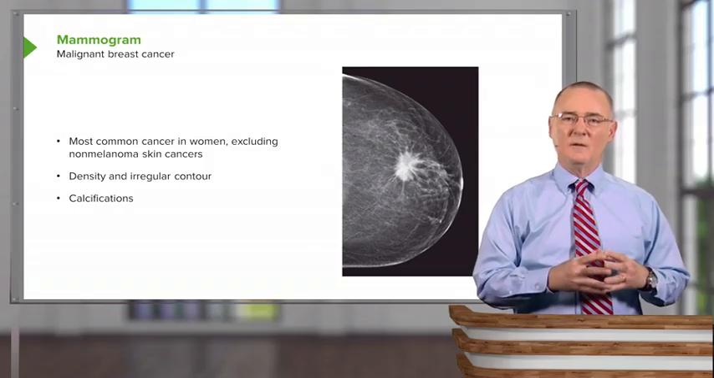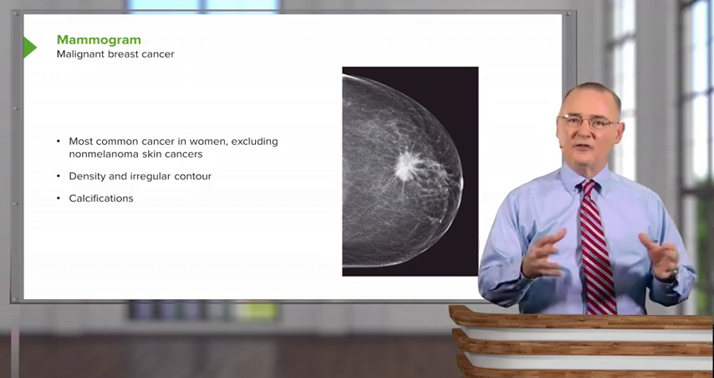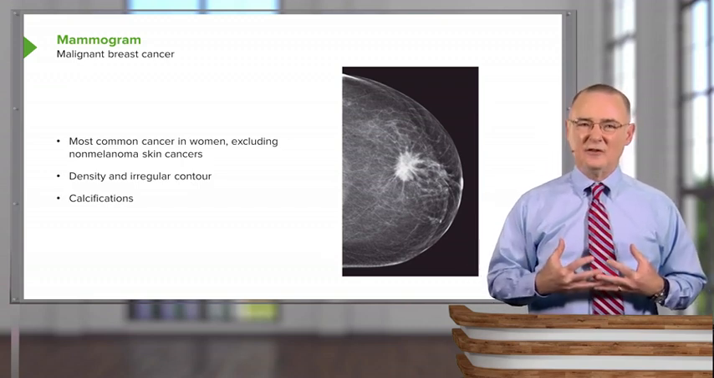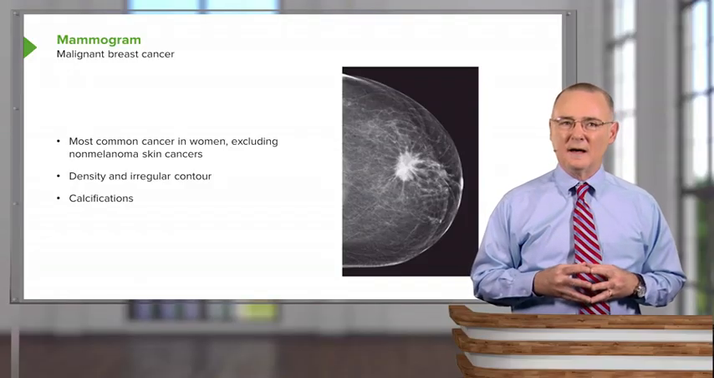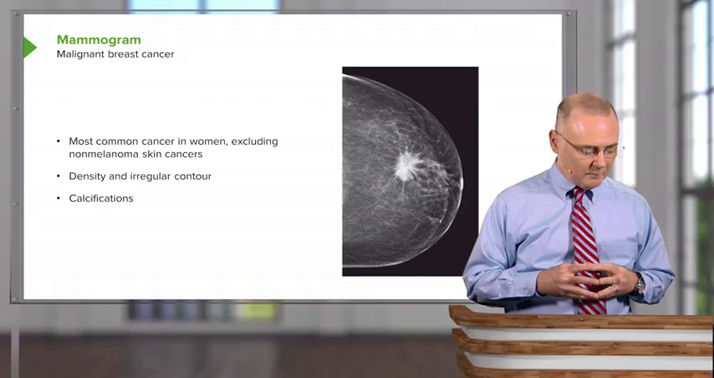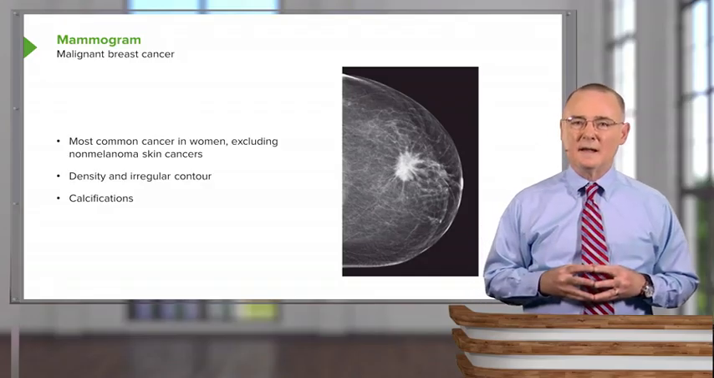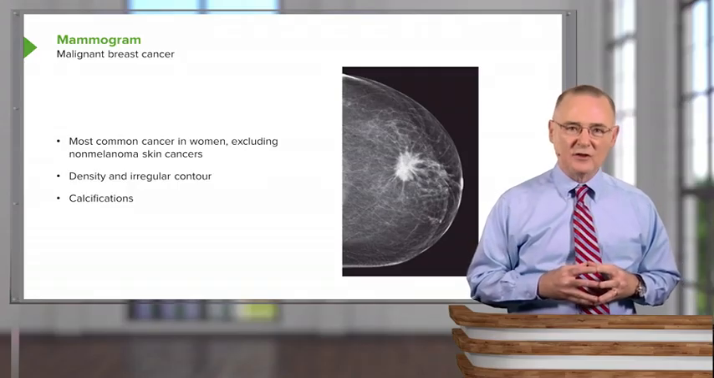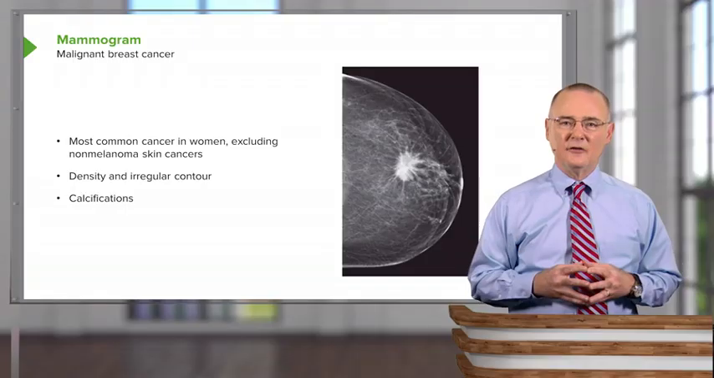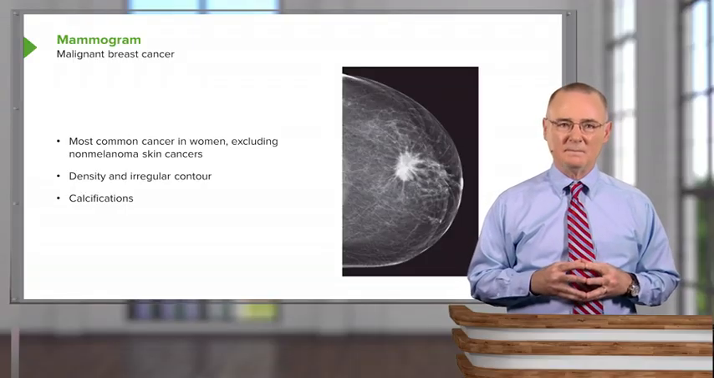But in older women with breasts that are less dense, it is easier to see this irregular pattern on a mammogram. And you may also see, in a cancerous region of the breast, some calcifications. Calcifications can also occur as a part of normal aging.